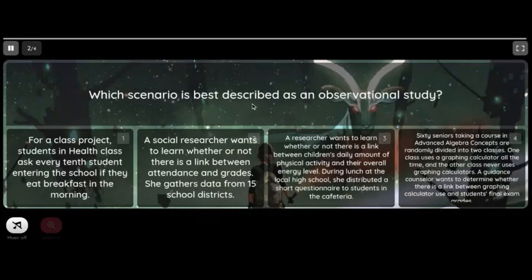Which scenario is best described as an observational study? For a class project, students in health class ask every 10th student entering the school if they eat breakfast in the morning. Or a social researcher wants to learn whether or not there is a link between attendance and grades. She gathers data from 15 school districts. Or a researcher wants to learn whether or not there is a link between children's daily amount of physical activity and their overall energy level.